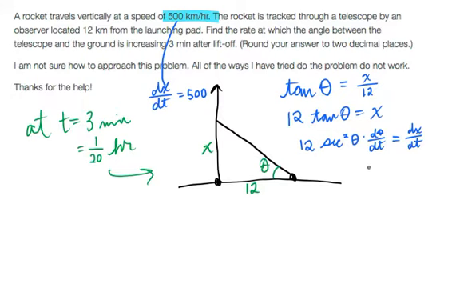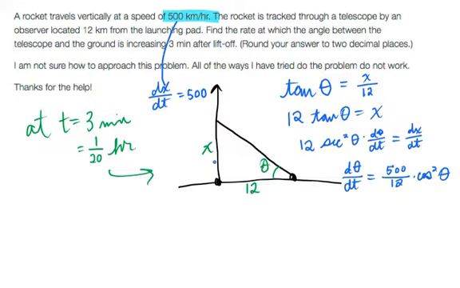And we want to solve for d theta dt when t is 3 minutes, or we need to convert to hours so that we don't have any units issues. So that's 1/20th of an hour. So d theta dt is equal to dx dt divided by this. Dx dt is 500, and that's going to be times a 12th, so 500 over 12 times 1 over secant squared theta, which is the same as cosine squared theta. So we need cosine theta at the moment when t is 3. So in order to find cosine theta, we need the adjacent side and the hypotenuse. But I can't find the hypotenuse without knowing this leg, x, at 3 minutes as well.